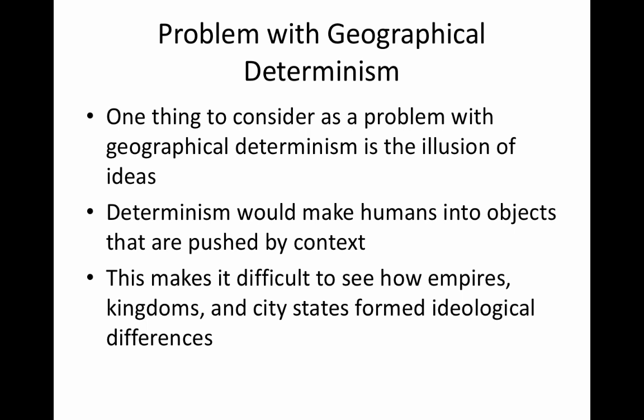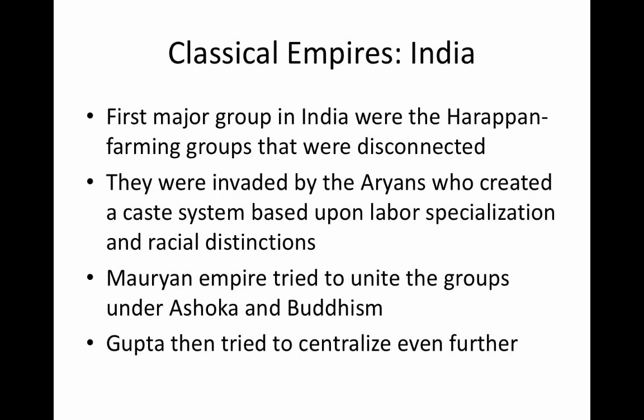So if you believe in geographical determinism, then you have to buy into the fact that there is no such thing as free will or free choice. Well, that's kind of difficult. And the reason why it's difficult, of course, is because there's so many differences in the ideas and choices that human beings have made. So let's go through a few of these with some examples from classical empires.